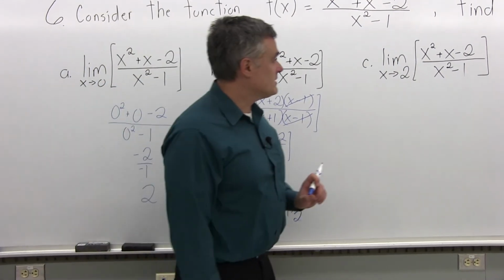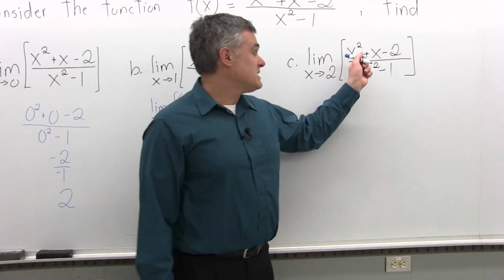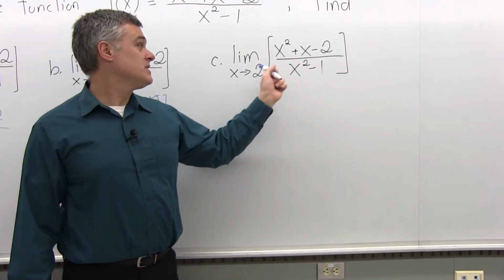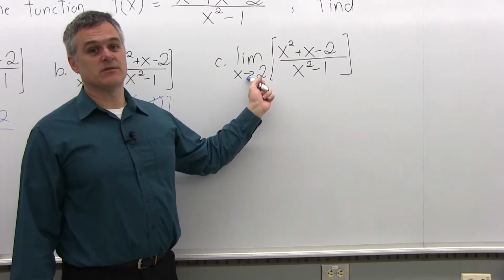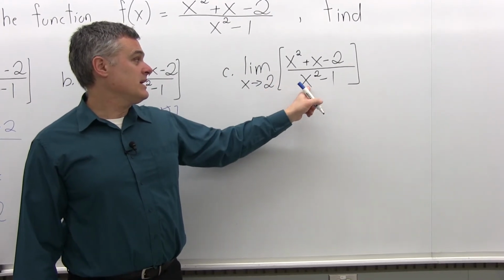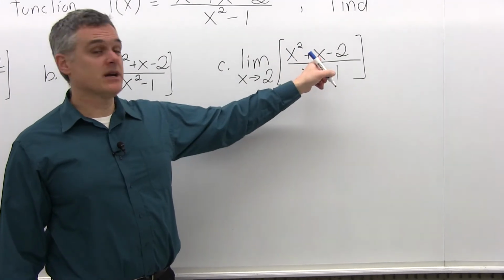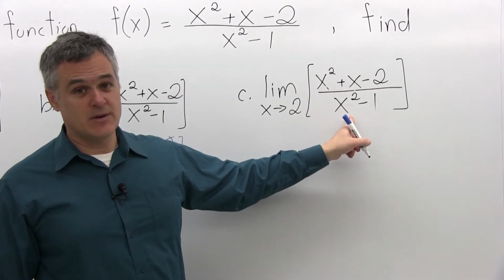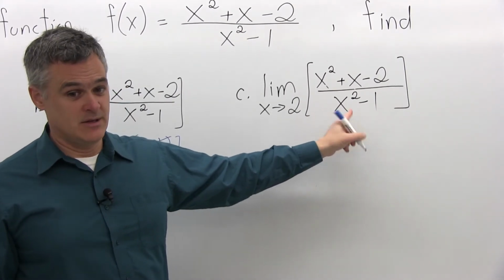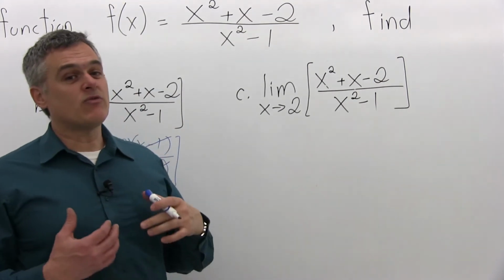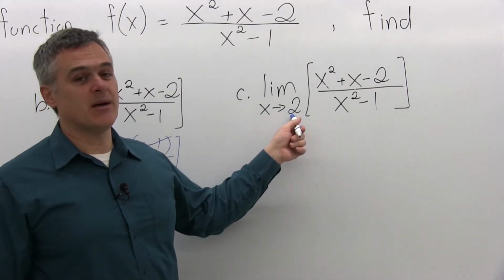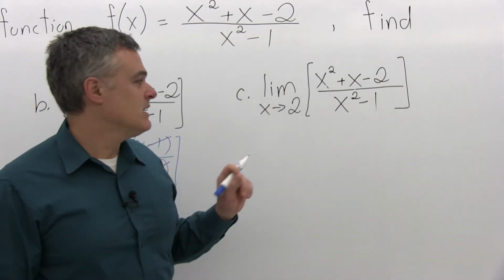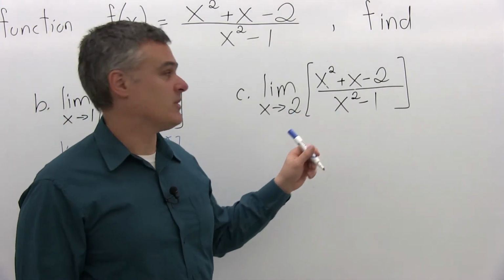So on to part C. I want to take the limit of the same function, x squared plus x minus 2 over x squared minus 1, but this time as the input value approaches positive 2. Now, at a quick glance, if I put in a positive 2 for x, that should be fine. The denominator doesn't zero it out. It doesn't become undefined. So again, in reality, I'm not really putting in a 2 when I take the limit. I'm seeing what happens as I get very, very close to 2, like 1.9999. And by putting in a 2, it'll tell me what happens.